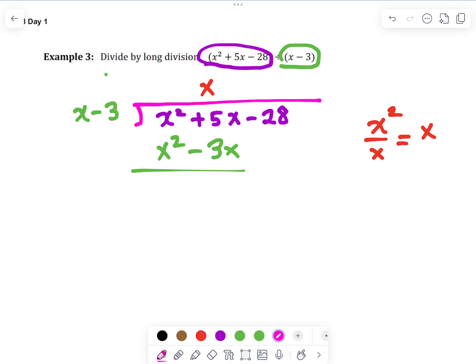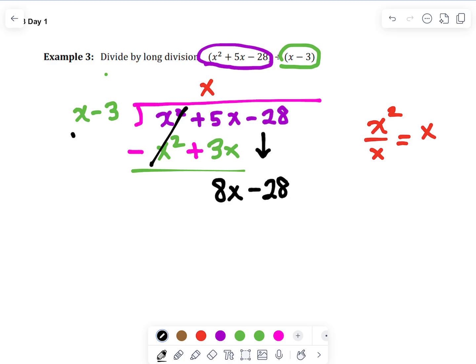Now I have to be very careful. We have to subtract all the way through. So we're going to change the sign here and change the sign there. Now we simplify. The x squareds are going to cancel to 0. And then 5x plus 3x is 8x. Now we bring down the next term, minus 28. We start the process over again.